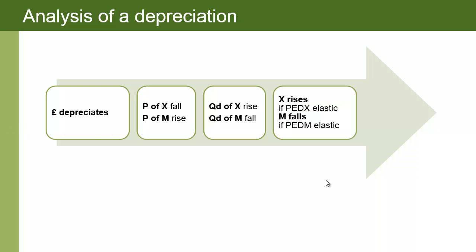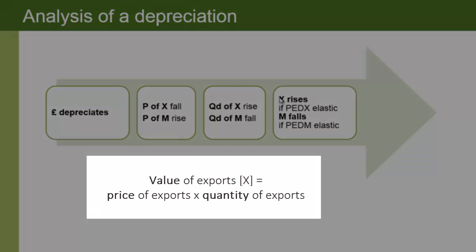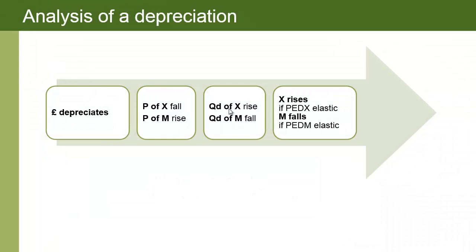Now, it's important to distinguish between three things going on here. There's the price, there's the quantity, then there's the value. Now, the value of exports equals the price of exports multiplied by the quantity of exports. All things being equal, a fall in the price of exports will actually decrease the value of exports, but an increase in the volume of exports will increase the value of exports.